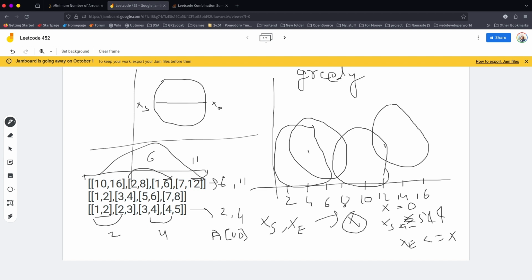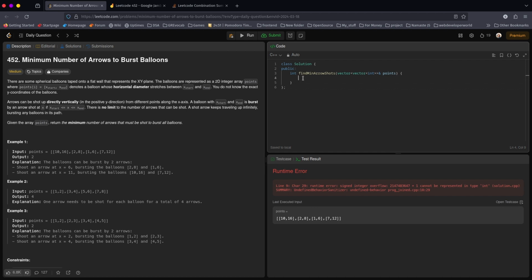So firstly, I will sort the balloons by their end positions, and then iterate through them to determine whether they are overlapping or not. If they are overlapping, then I need only one arrow to burst those balloons, and if they are not overlapping, then I need two arrows. First condition: if points is empty, then return 0 directly.